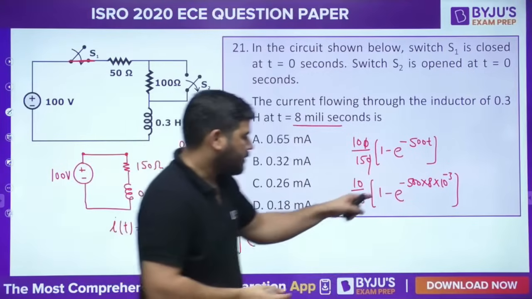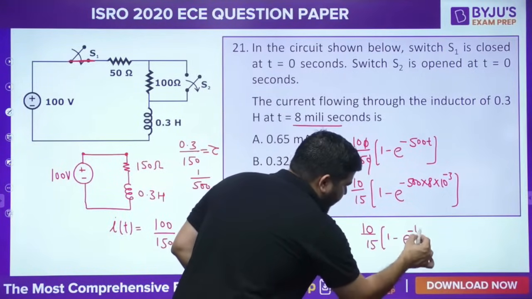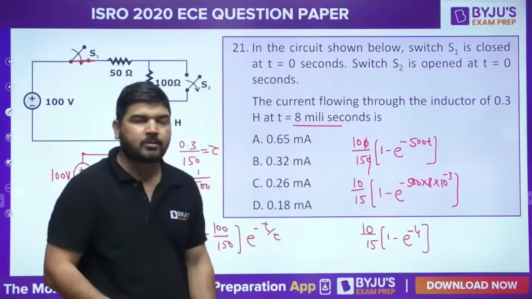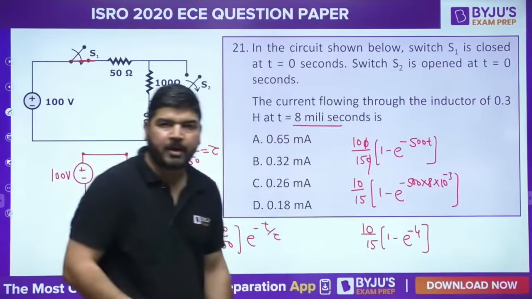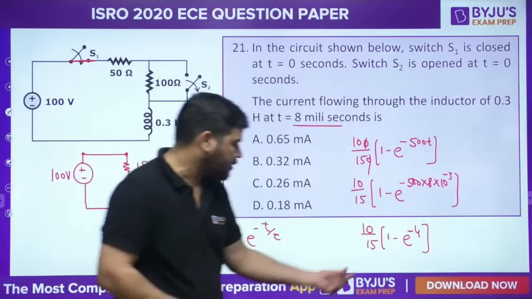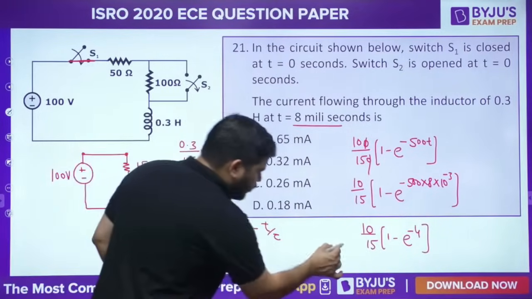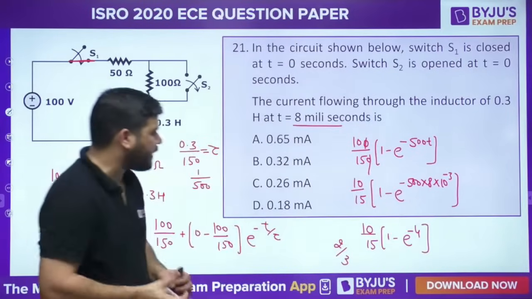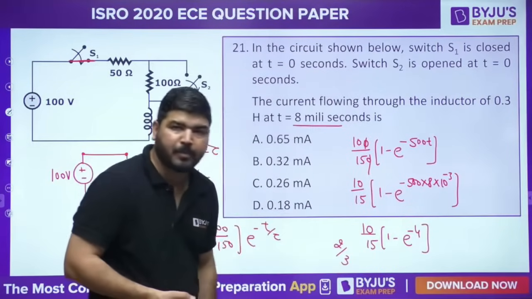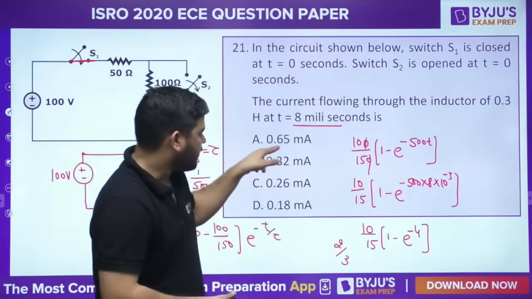Okay, so it will become 10 by 15 into 1 minus e to the power minus 4, because it will become 4,000 into 10 to the power minus 3. So e to the power minus 4 is approximately 0. It is approximately 0, so the answer is almost 10 by 15. 10 by 15 means 2 by 3. And if you divide this 2 by 3 and calculate in milliampere, then the answer will be approximately this value.